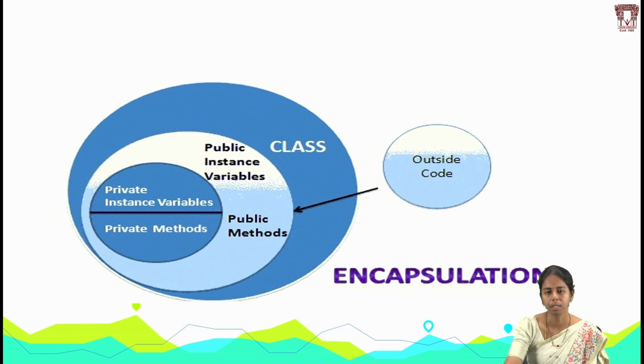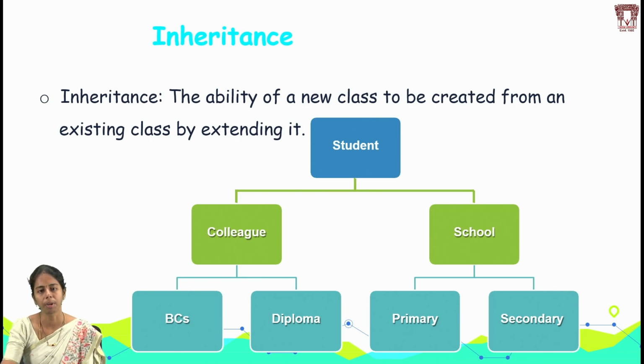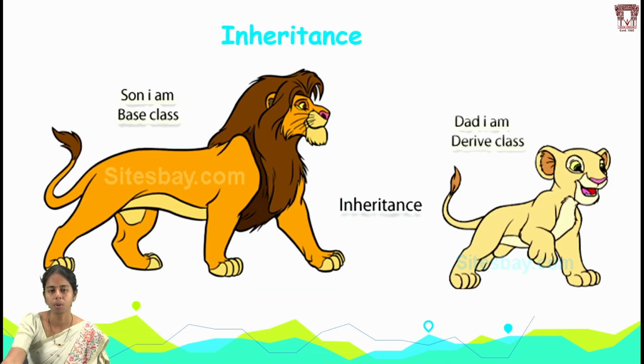One more concept we have is inheritance. Inheritance means the ability to create a new class from an existing class. First is a student class, and from the student we take the college student as well as the school student. Either he goes to a BTech college, diploma, or BSc college, or if he is in school, he will be in primary school or secondary school. This is an example. The base class is inherited by the derived class.